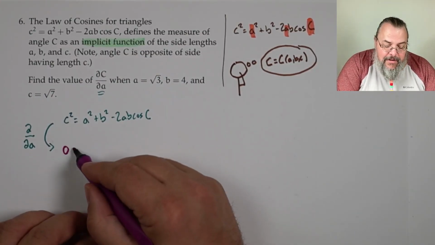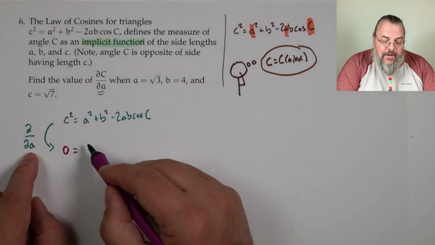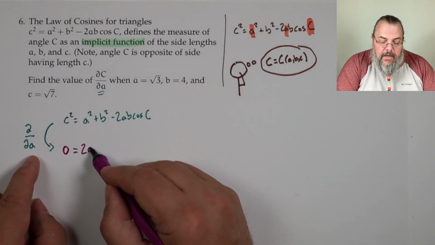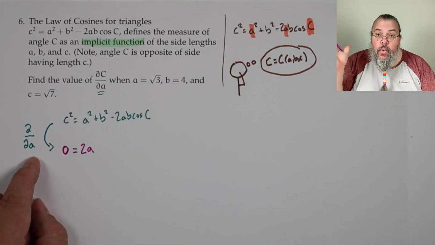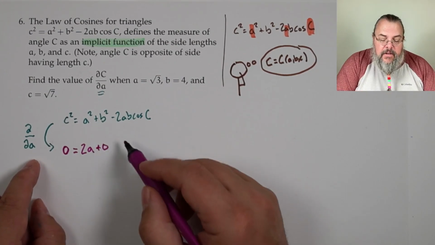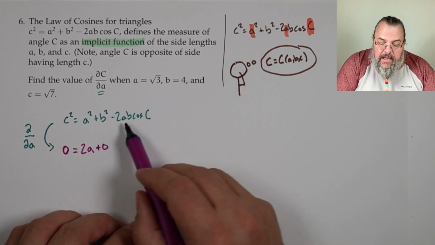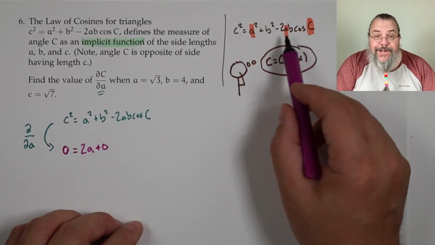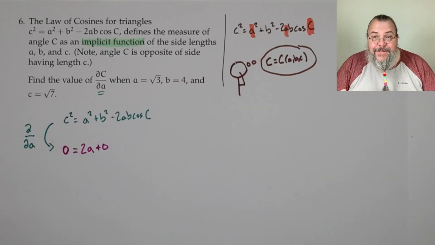What's the derivative of A squared? Well, with respect to A, because that has an A, derivative of A squared is 2A. How about B squared? Gone. 0. Okay, so that goes away. So plus 0. Now, how about this? 2AB cosine C. Well, notice there's an A and a C. Both are involved. The 2B is going to be a constant.